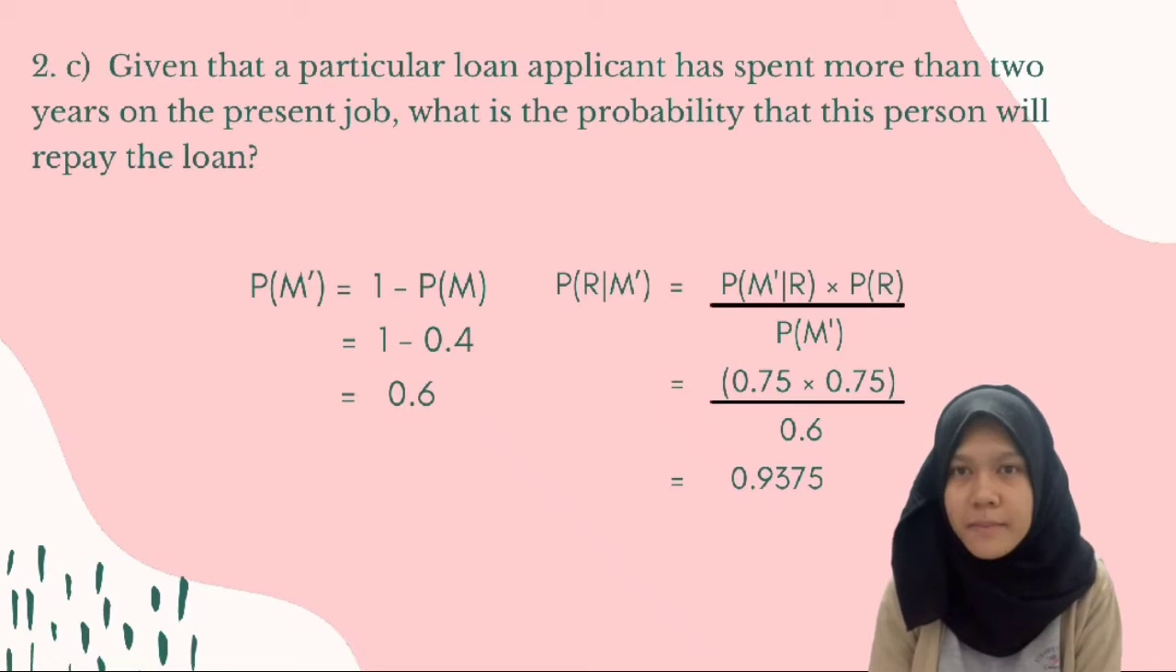First, we'll need to find PM prime. To do this, we will calculate 1 minus PM. We already know the answer of PM from the previous question, so we will calculate 1 minus 0.4. The answer will be 0.6.